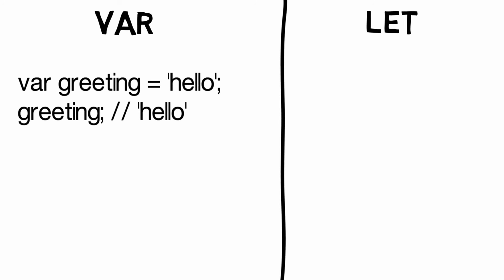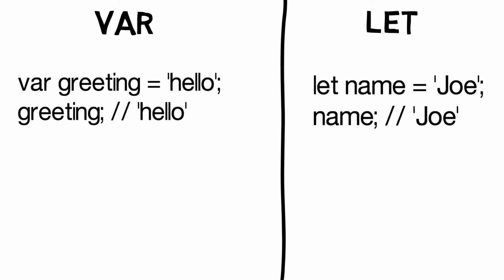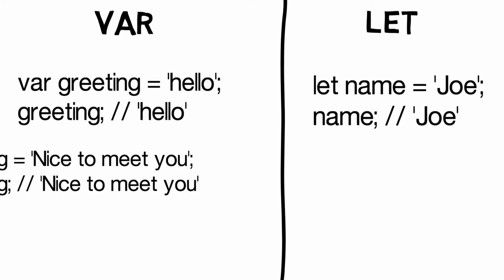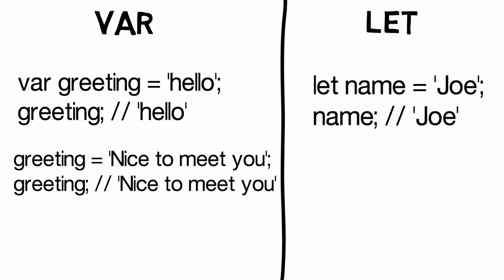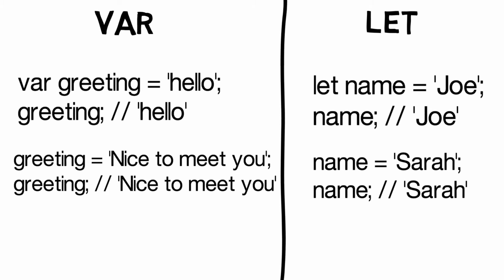Let's first look at some basics of what we can do that is the same. We can assign a variable with both let and var and assign them a value. You can also reassign the values with let as you would with var. We can assign new values to the variables created with both var and let.